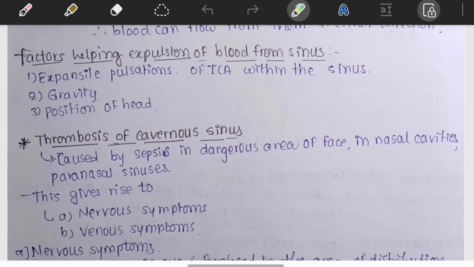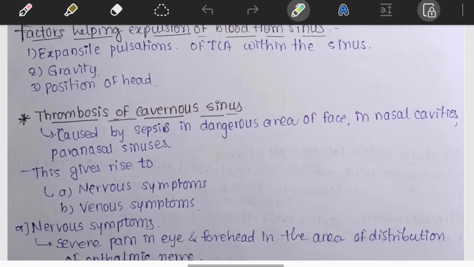Let's imagine a patient. A young man squeezes an infected boil on the upper lip. Two days later he develops severe headache, fever, swelling around the eyes, and double vision. What happened? The bacteria travel through the valveless facial and ophthalmic veins into the cavernous sinus. Inside the sinus, infection causes inflammation and formation of a blood clot, that is the thrombus, and this blocks the venous drainage and compresses the nerves passing through the sinus. This is cavernous sinus thrombosis.